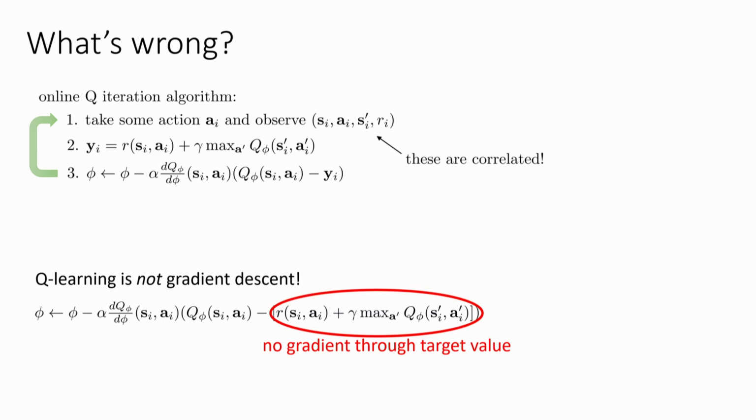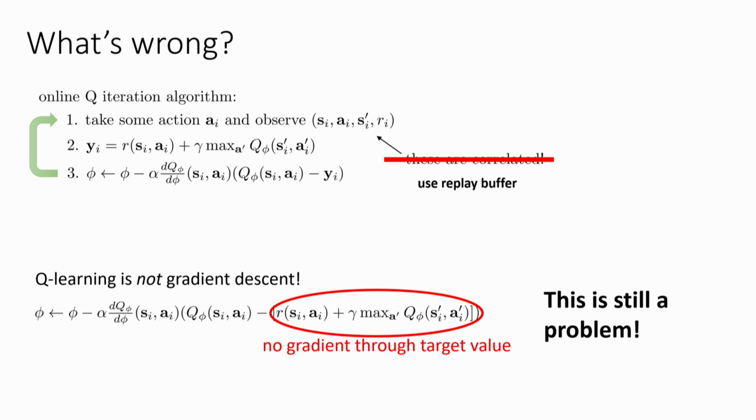All right, so that deals with the correlation problem and gives us a batch size of greater than 1, but we still have this problem with chasing a moving target. We still have this problem in step 3 where we're not really doing gradient descent, and the target values are actually affected by these gradient steps, but the pseudo gradient that we have is not actually aware of that. So we've solved the correlation problem. Now let's deal with the other problem.